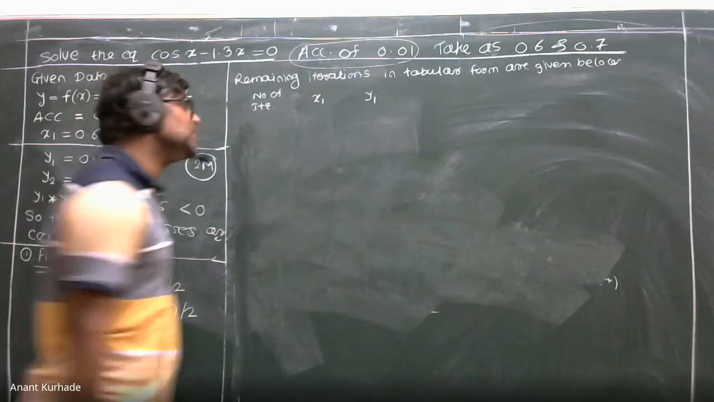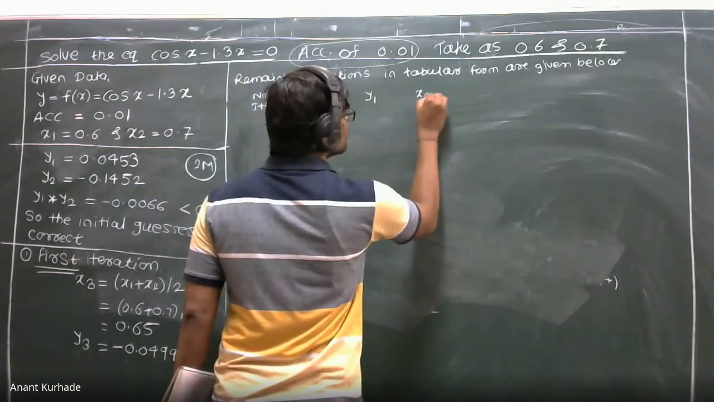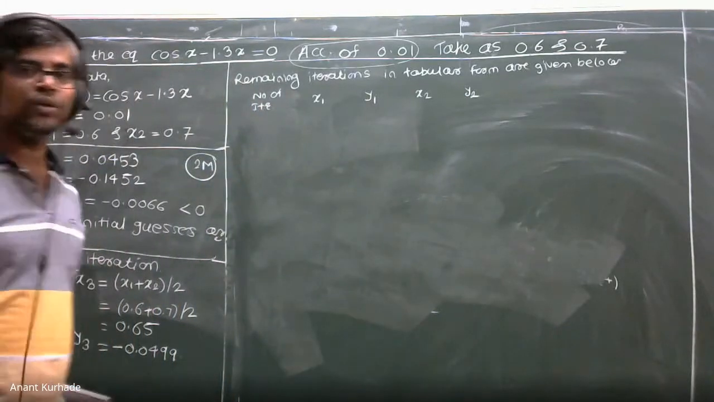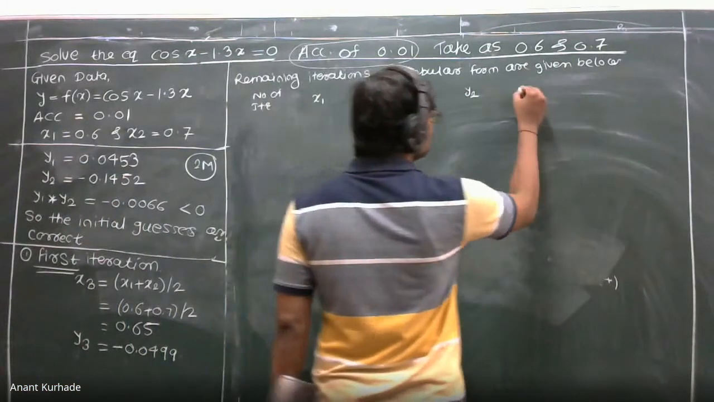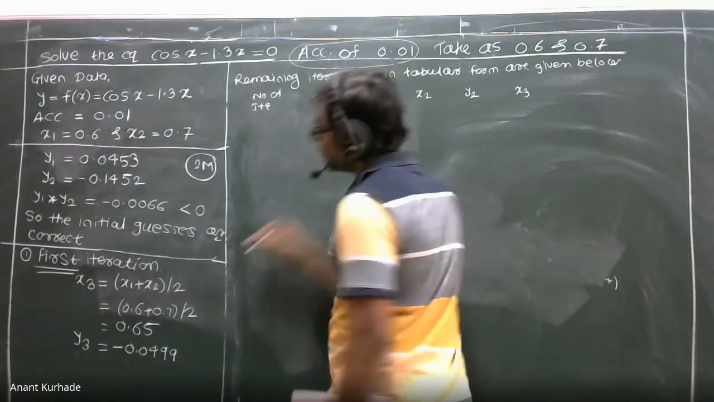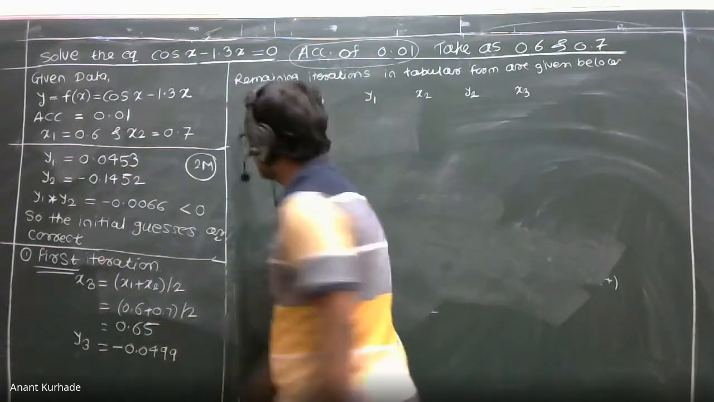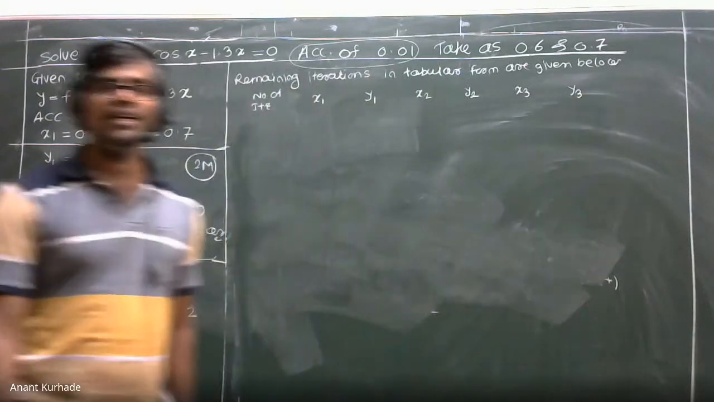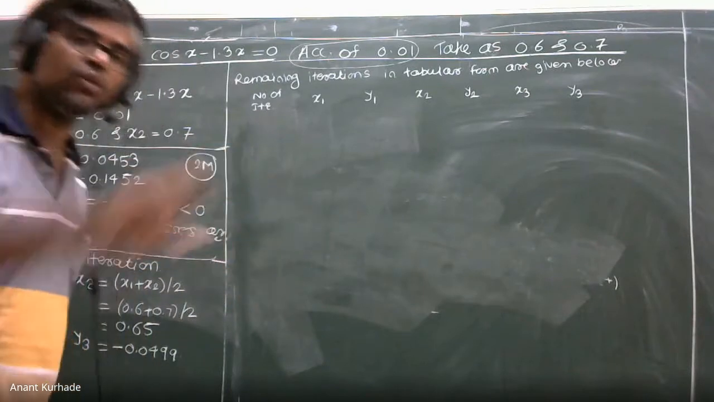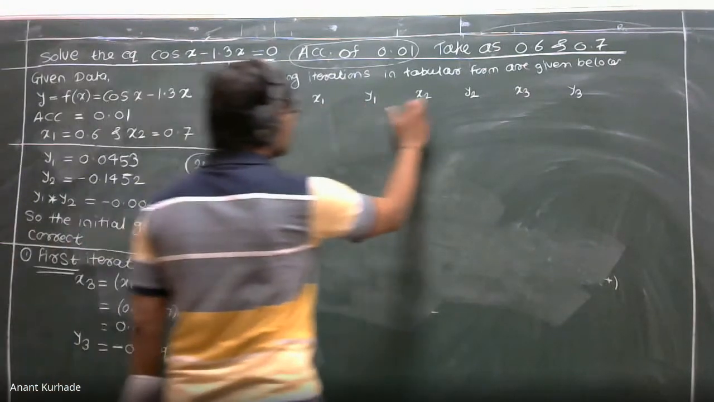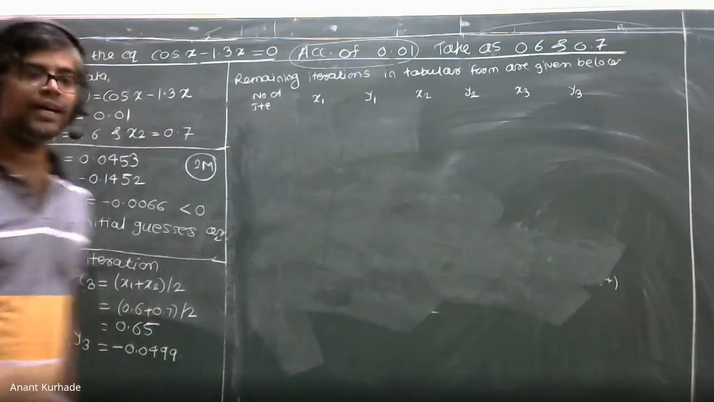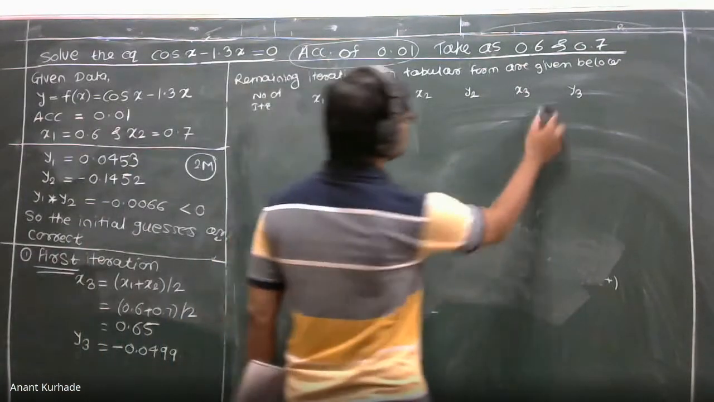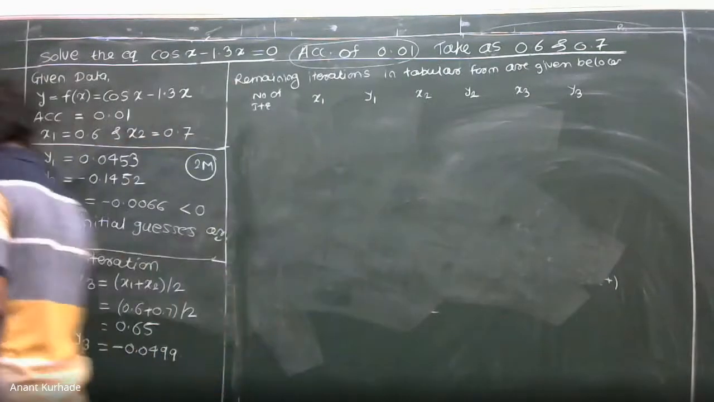Again, we have x2, so again we are finding y2. By using x1 and x2 we calculate x3, which is the next column, x3. Once we have x3, we find y3. So this is our first row, and we have 1, 2, 3, 4, 5, 6, 7 columns. There is one more column, about accuracy, which I will tell you about later.